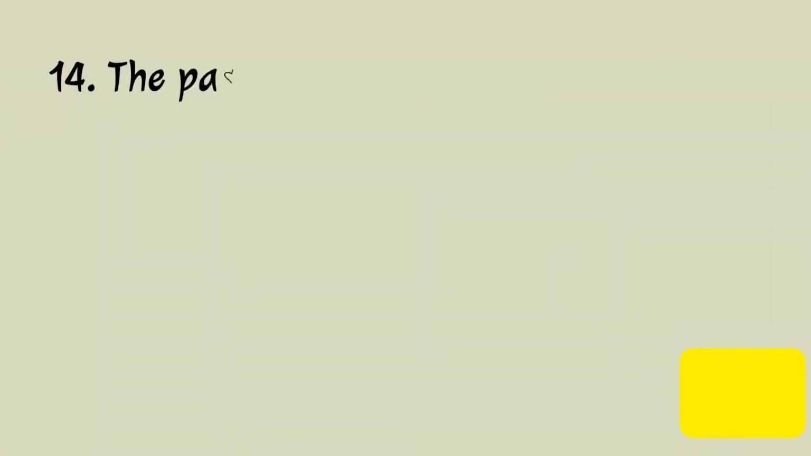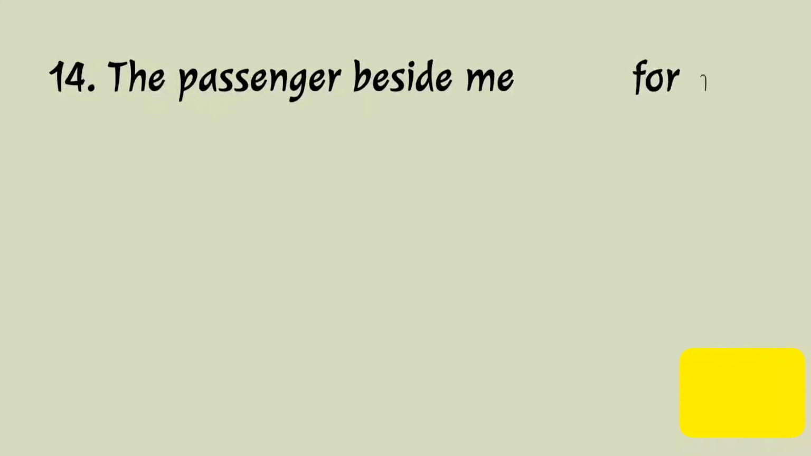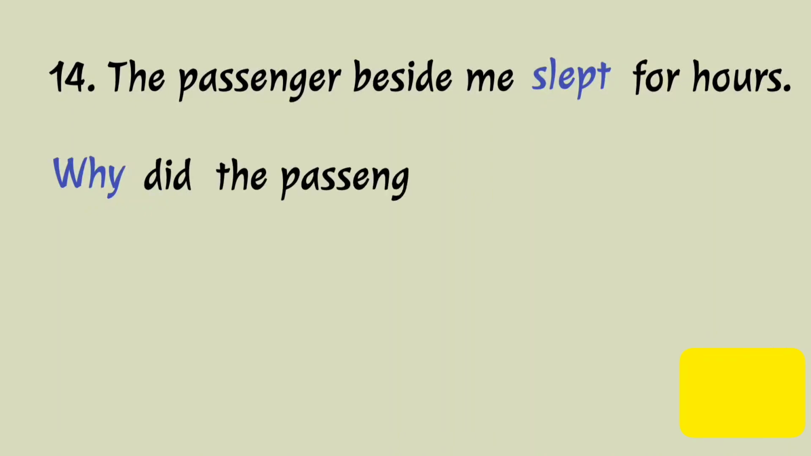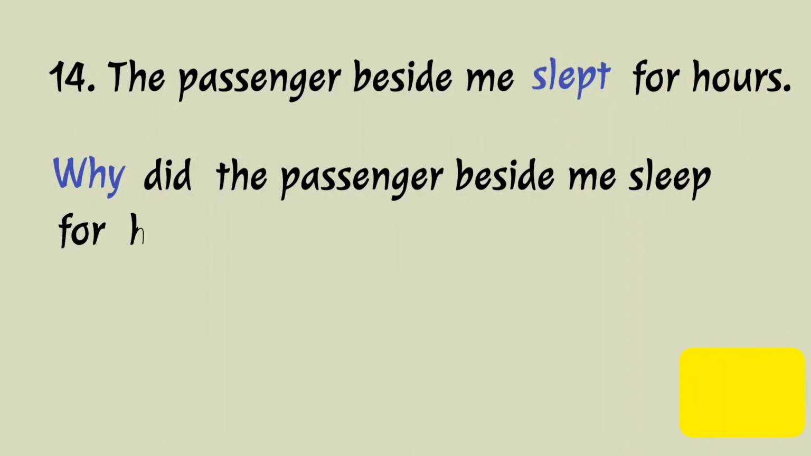Next, number 14, let's try if the subject is a little bit longer. For example, I say, the passenger beside me slept for hours. So the subject is a phrase, the passenger beside me, and then the verb slept in past tense, slept for hours. Now, whenever I ask why, the auxiliary verb is did, past tense, subject the passenger beside me, and then the first form of the verb, sleep. Why did the passenger beside me sleep for hours? Sleep is in present form now because we used did already.